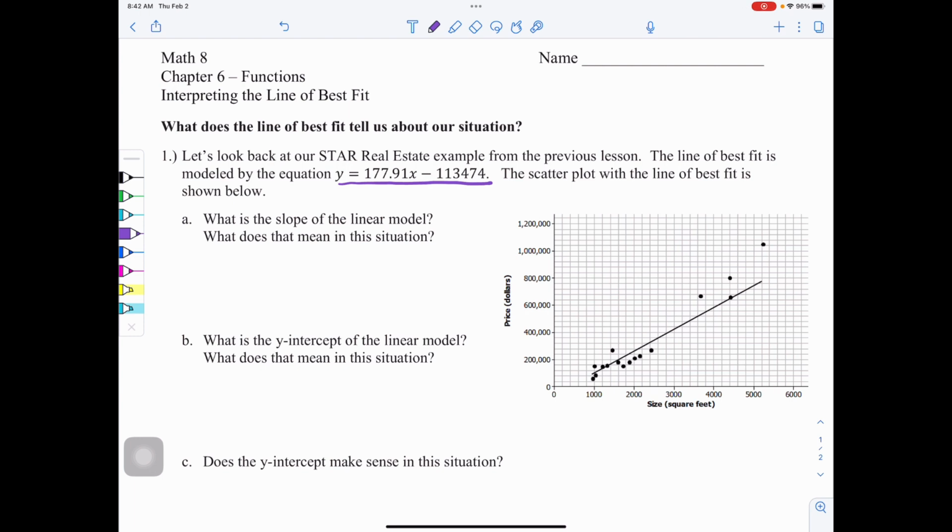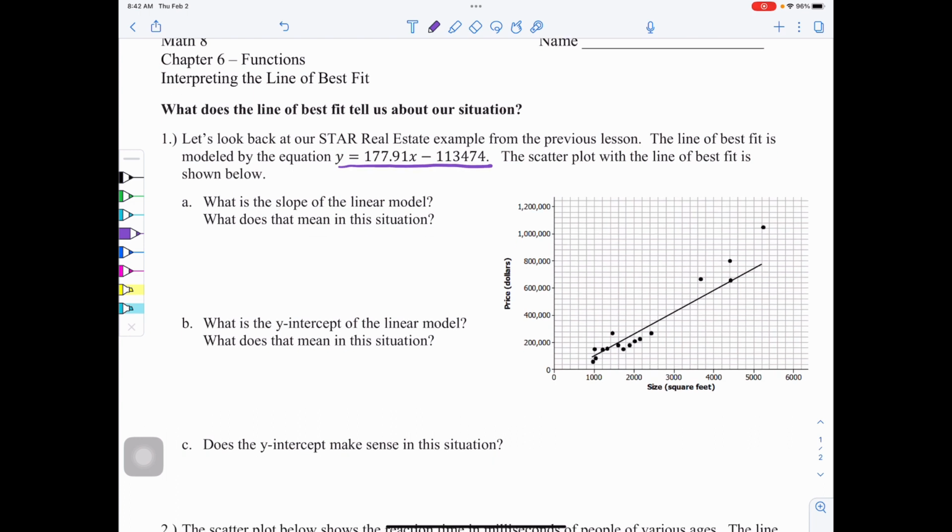This should be somewhat familiar to you because this is the same thing that we did during our functions discussions, taking a look at the slope or rate of change and describing what it means in terms of the situation, and doing the same thing with the y-intercept or the initial value. So it's basically the same idea here, just keeping in mind that the line of best fit is giving you the general idea. It's not exact values.